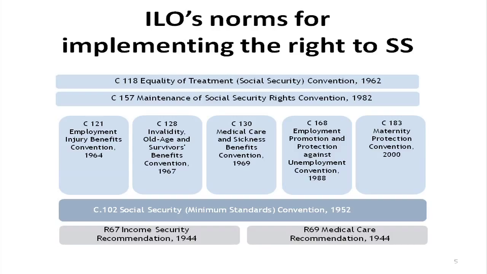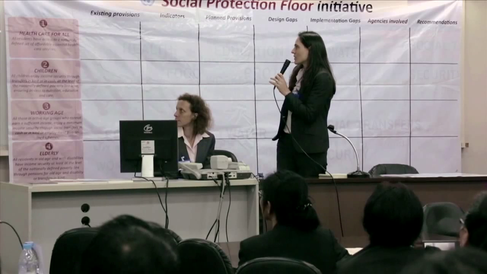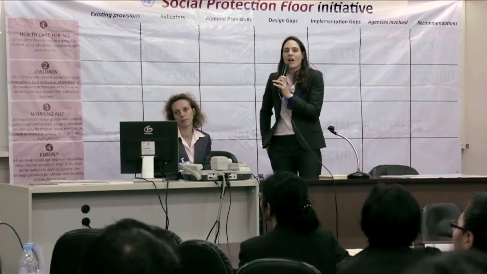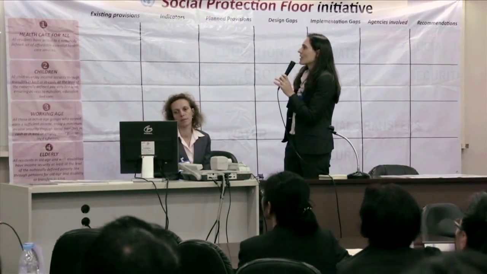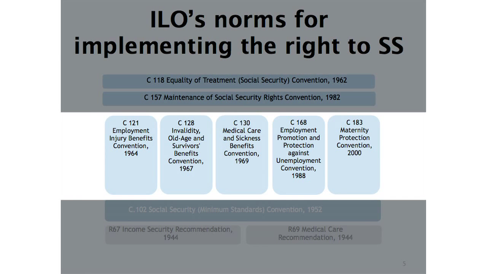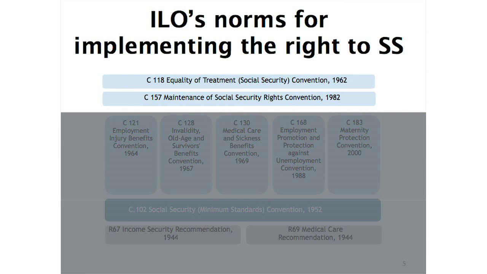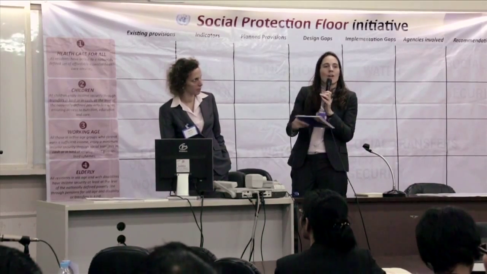But then, along the years, we developed a number of other conventions to complement some particular branches of Social Security, to come with additional details on how a scheme should be implemented. So you have one for injury benefits, one specifically on old age and survivors' benefits, one on medical care and sickness, another on unemployment benefits, which is linked to promotion of employment, and also one on maternity protection. And then you have a more recent umbrella convention with a basic principle, which is equality of treatment and maintenance of Social Security rights if you move from one scheme to another, from one country to another.